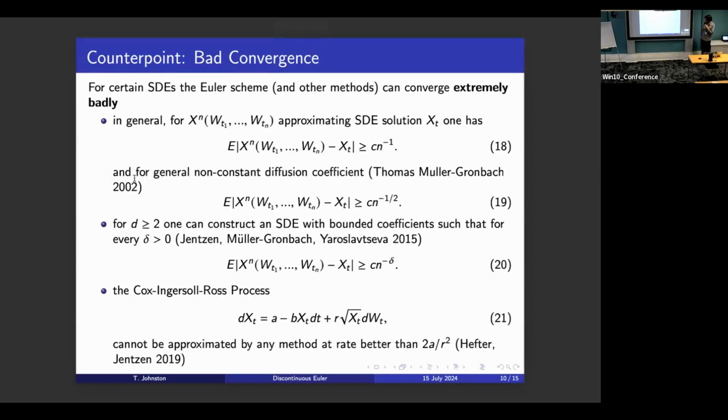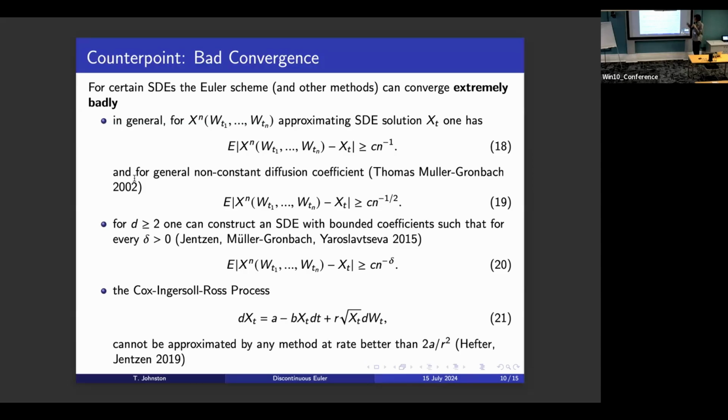So these are a bunch of positive results about when the Euler scheme converges very well. But there's also a sizable literature of negative results for the Euler scheme and indeed all numerical methods. Here, if we look at any numerical approximation, so X_n here doesn't correspond to the Euler scheme, it's just some approximation of the solution of the SDE X_t using n evaluations of the noise. There's a very good result of Müller-Gronbach from 2002, which shows that any numerical method for non-trivial SDEs can't converge quicker than at rate 1. So you can't do better than rate 1.